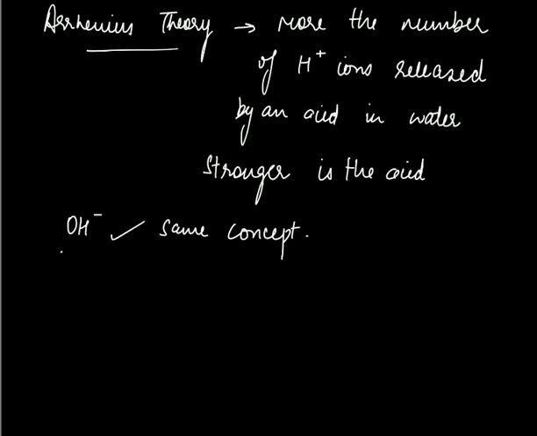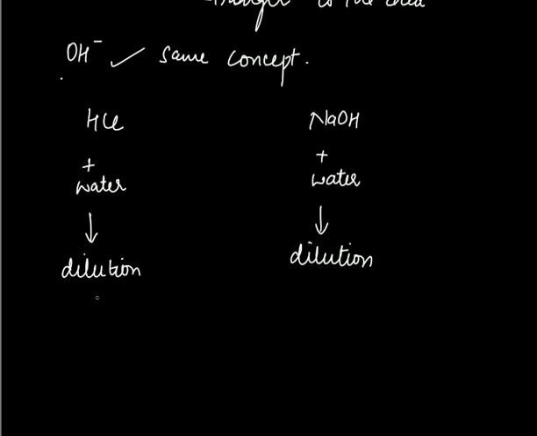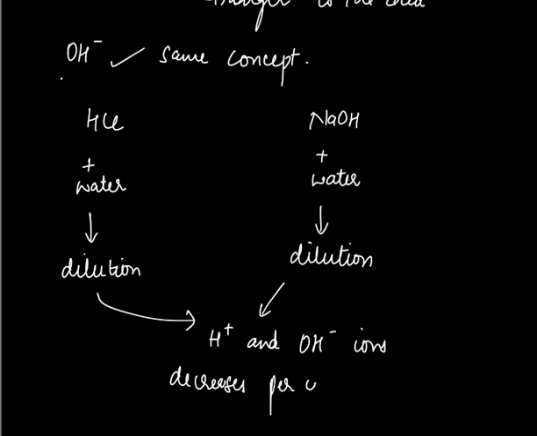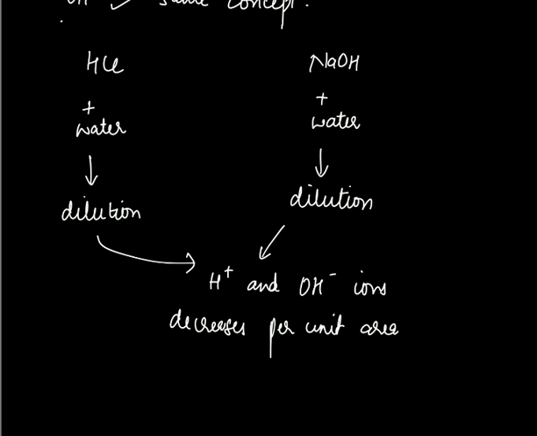Now, if we have an acid and a base and we add too much water, then we are talking about dilution. We have diluted this acid and base, right? So what will happen if we have added too much water? The concentration, or the number of H positive ions per unit area, is going to decrease. After dilution, H positive and OH negative ions decrease per unit area. Why am I saying per unit area? Because the concentration is decreasing with respect to everything else.